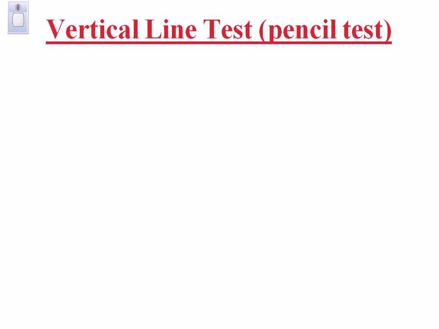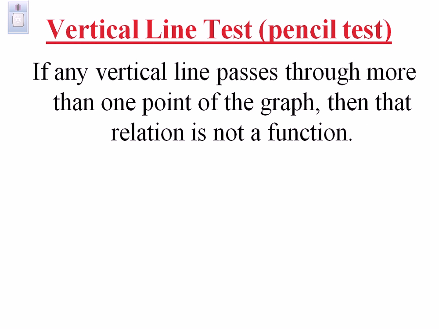Okay, vertical line test. Now if we have a graph, how can we tell if we have a function? If any vertical line passes through more than one point of the graph, then that relation is not a function. Because that means for one input x, there is more than one output.